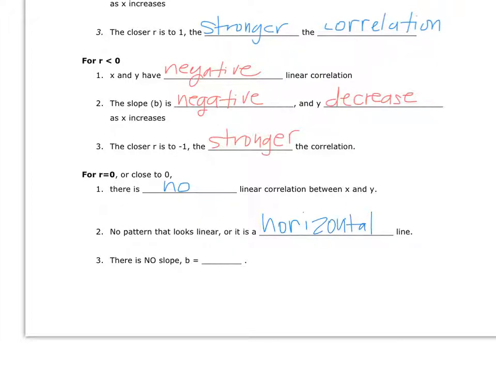And that means that there's no slope, and the slope would be equal to 0. Okay, so no slope means the slope is equal to 0.